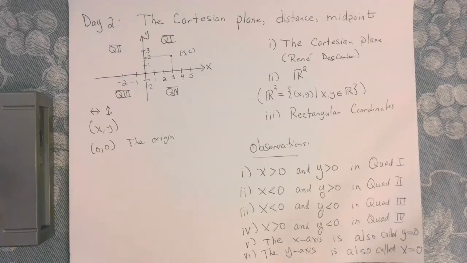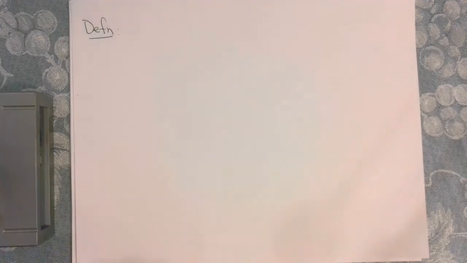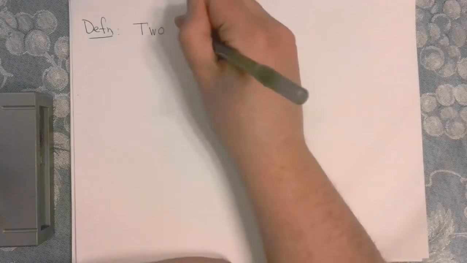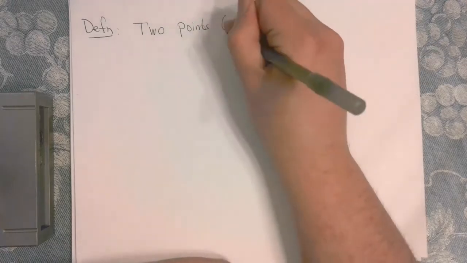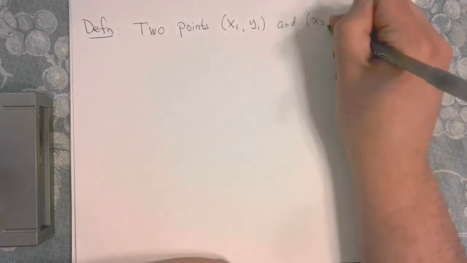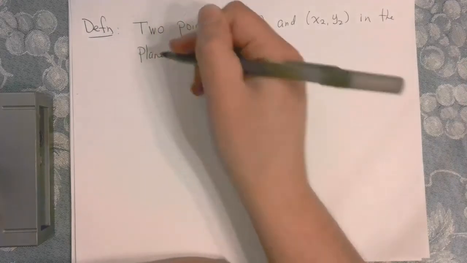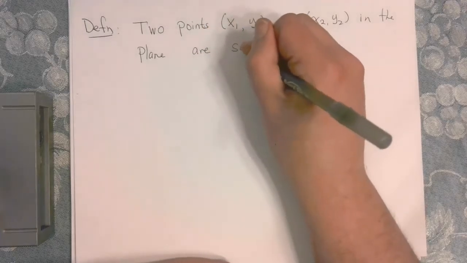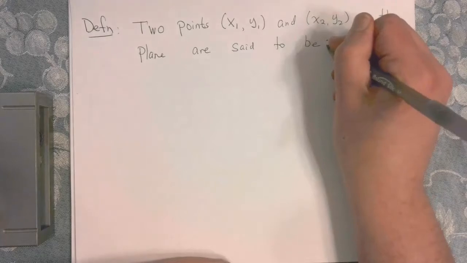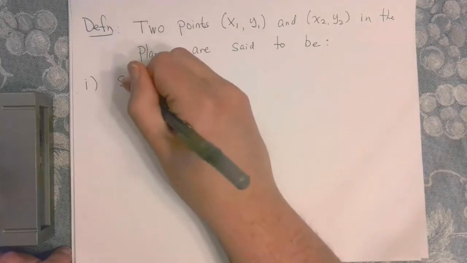Okay, so let's talk about some symmetry properties. Definition. We're going to say two points, let's say (x1, y1) and (x2, y2) in the plane, are said to be, one, symmetric about the x-axis. Let's see if we can come up with a rule for this. Let's see if we can sort of reason this out. So we'll say symmetric about the x-axis.